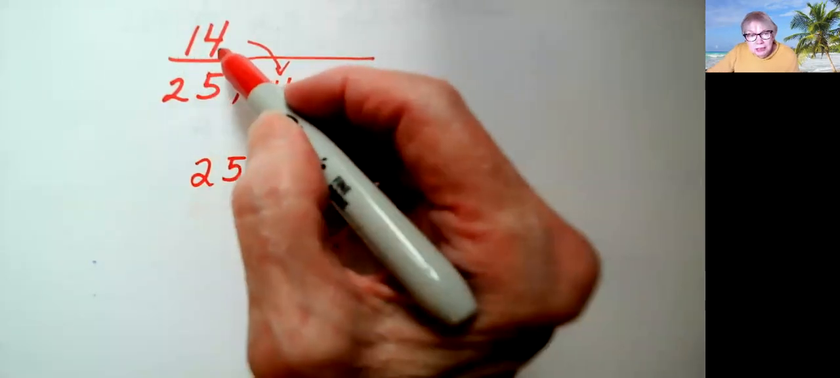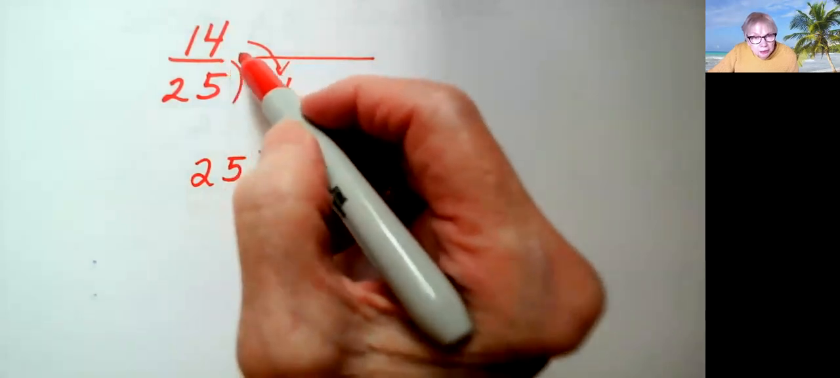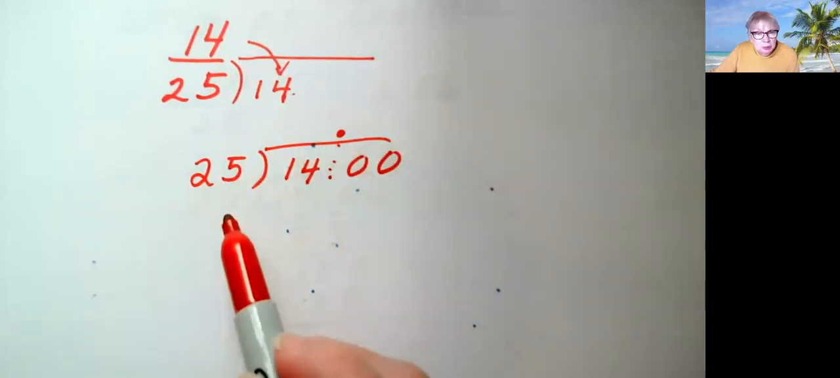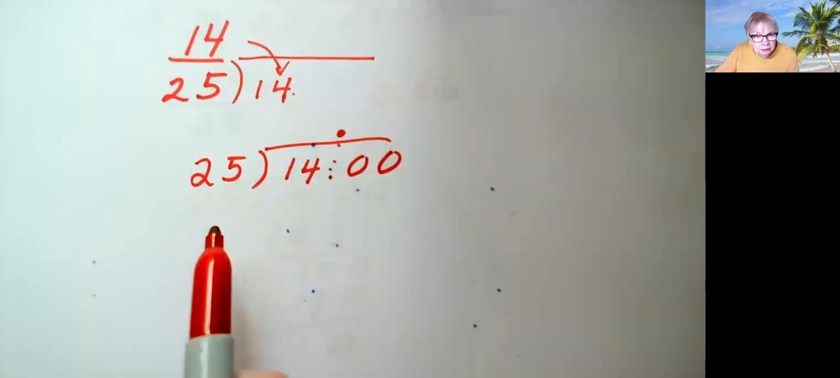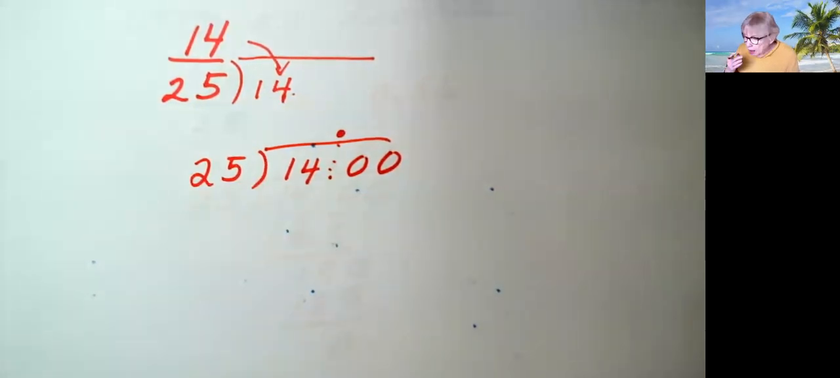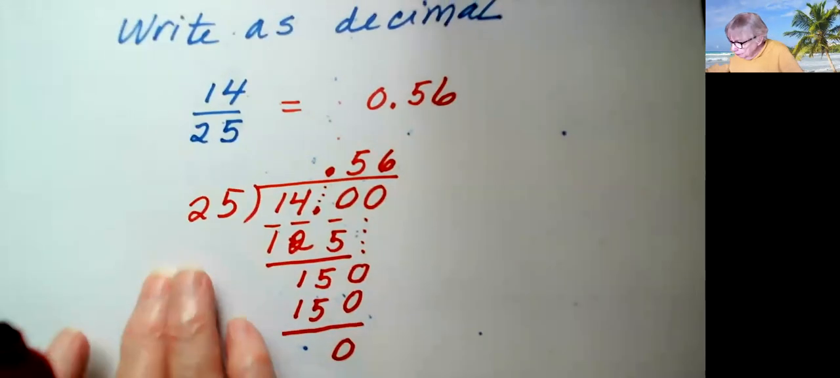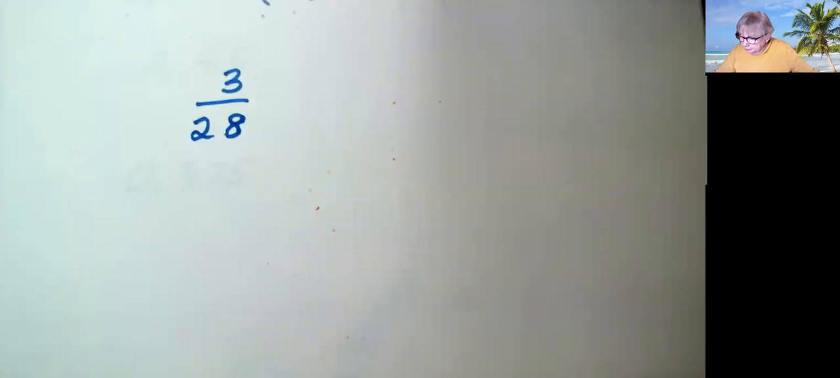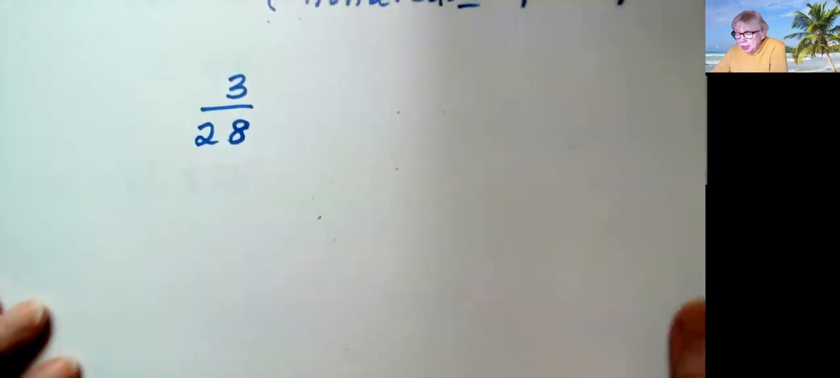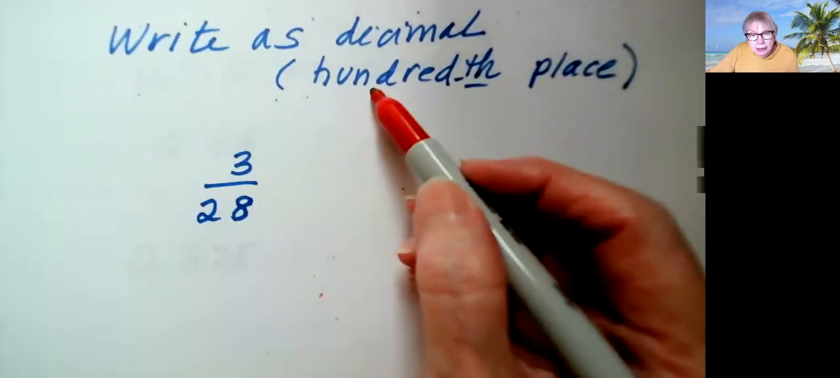So this little thing, I do it all the time. Just make the fraction into a division problem. Then if you don't like the mess of this, rewrite it nice, and then do that problem, and then you'll know you've got it.